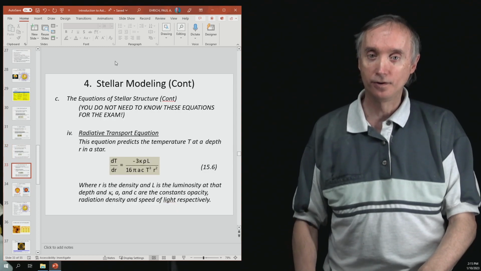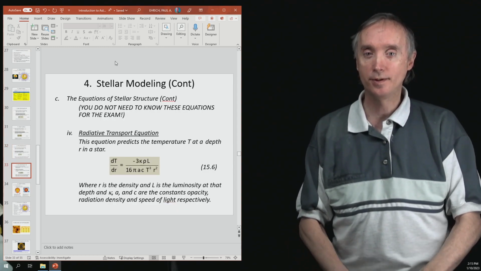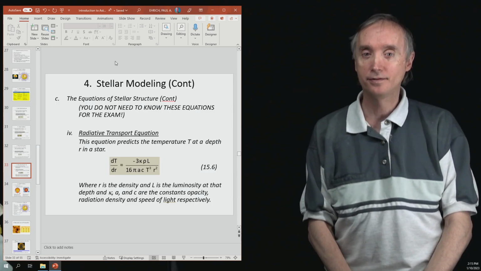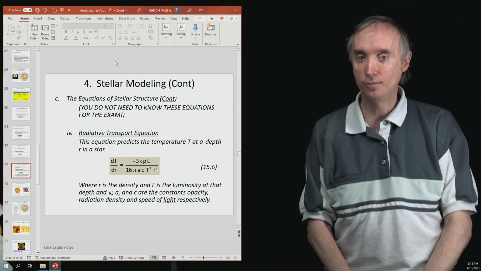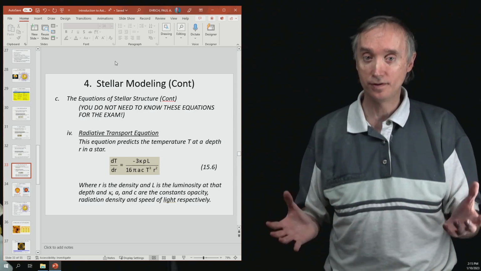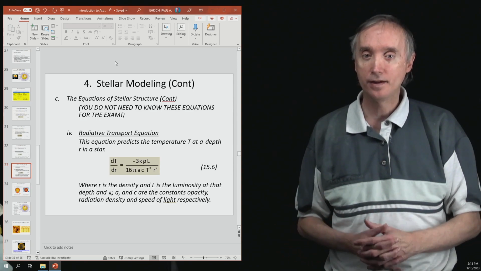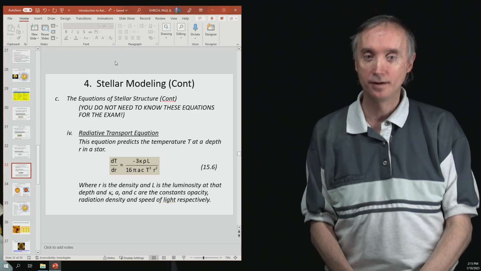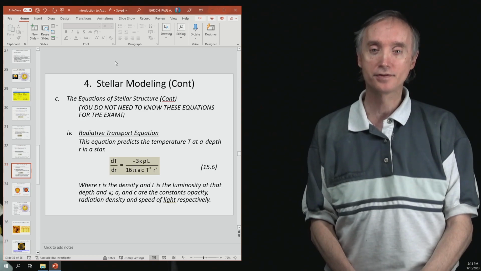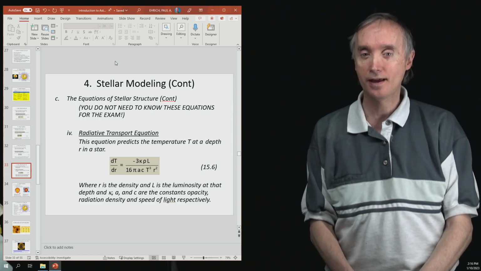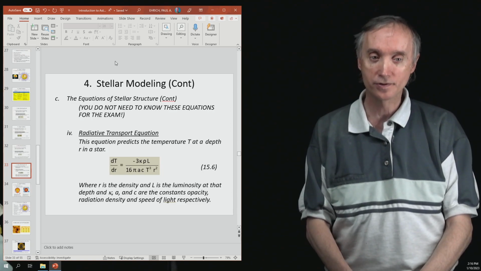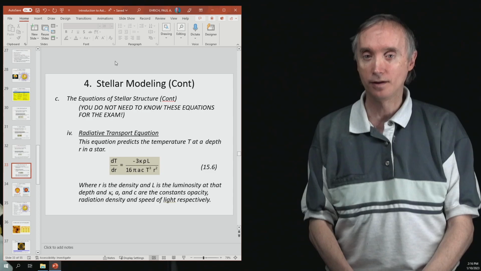And then the final one is going to be called the radiative transport equation. And notice that it has the letter L, so it would depend on how much energy the sun is giving off. And then it's also got some other constants in there as well. Constants for the opacity of the sun, the radiation density, and you should recognize the speed of light, c. Remember, from E equals mc squared? That's the speed of light.